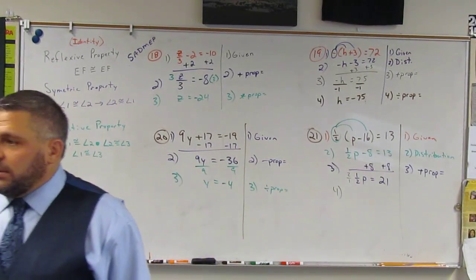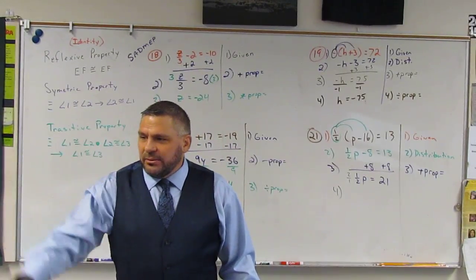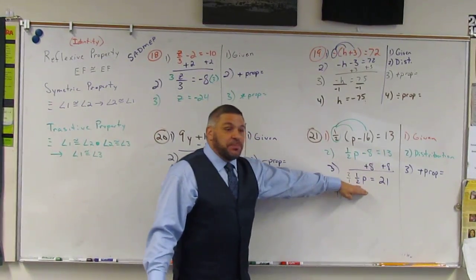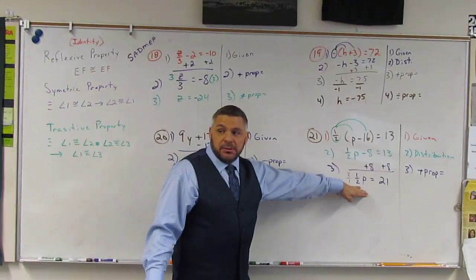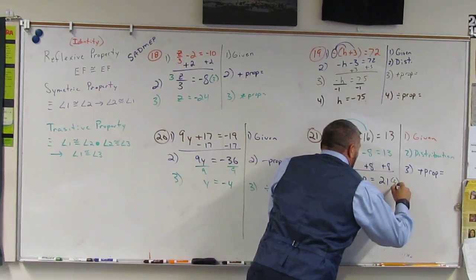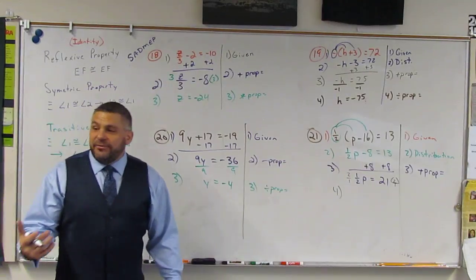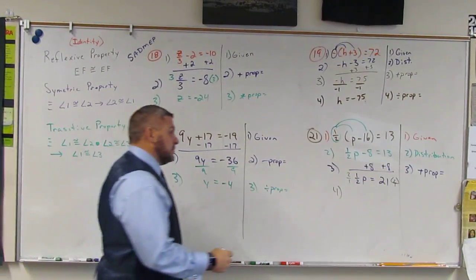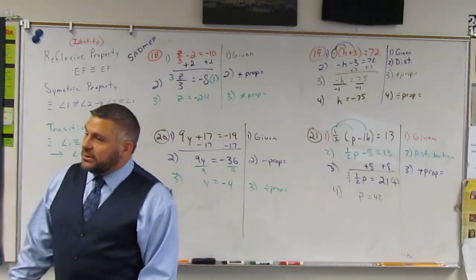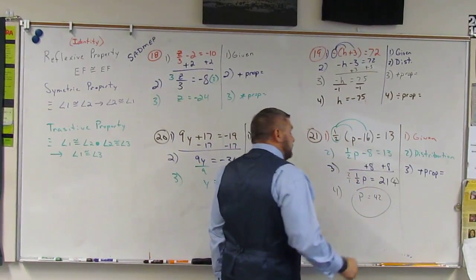If I divide by half, I might get confused, because what's 21 divided by half? Right? What would you think it is? Would you think 42 right away? Probably not, right? But if I multiply by 2, you get 42 because you divided by a half. If you multiply by 2, what do you get? 42.